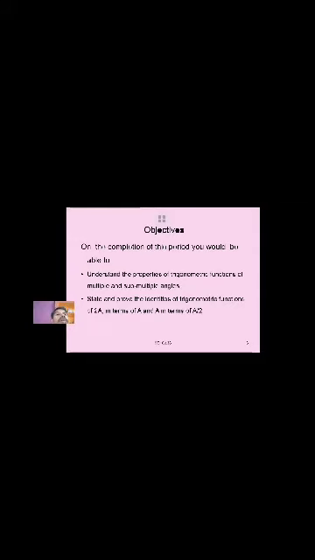State and prove the identities of trigonometric functions of 2A in terms of A and A by 2.